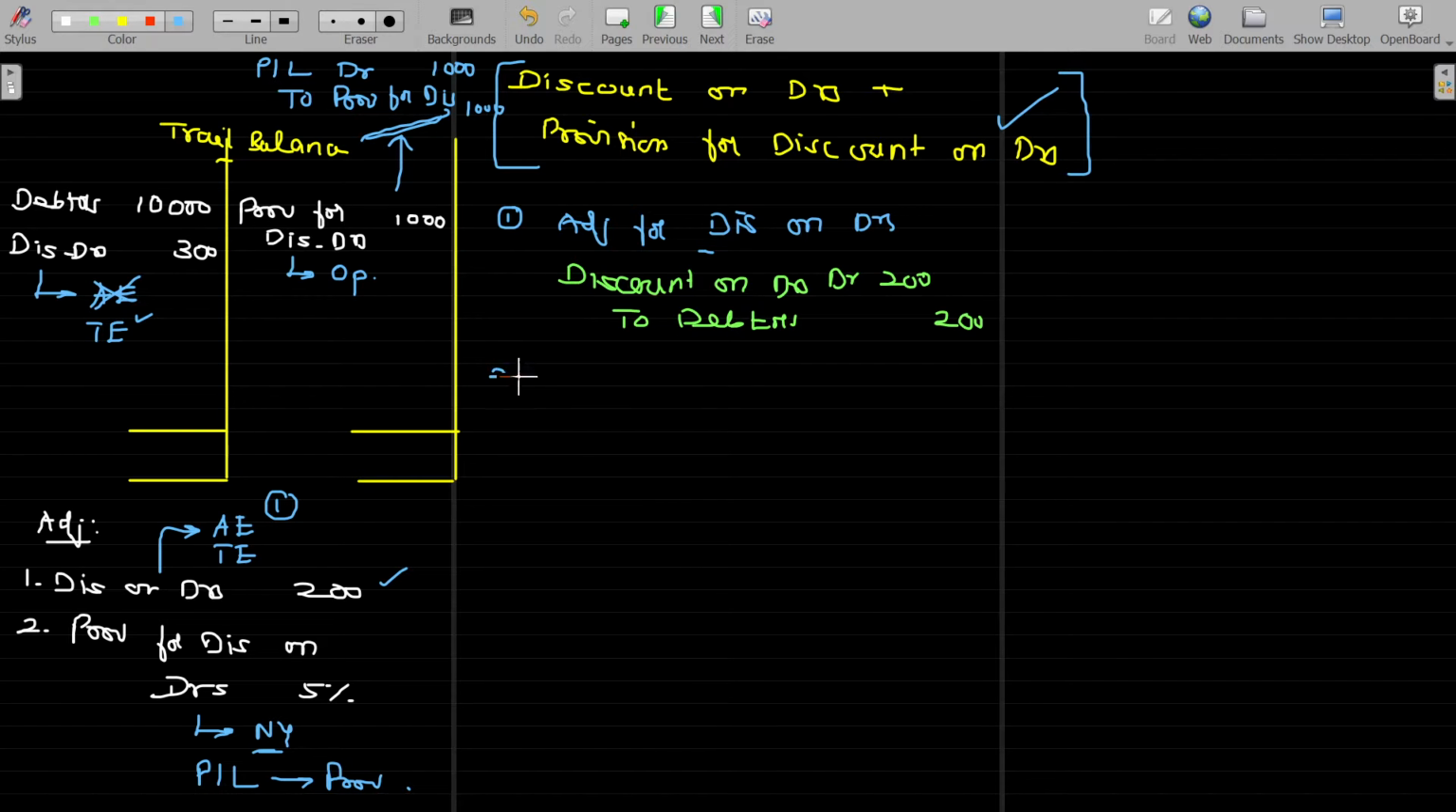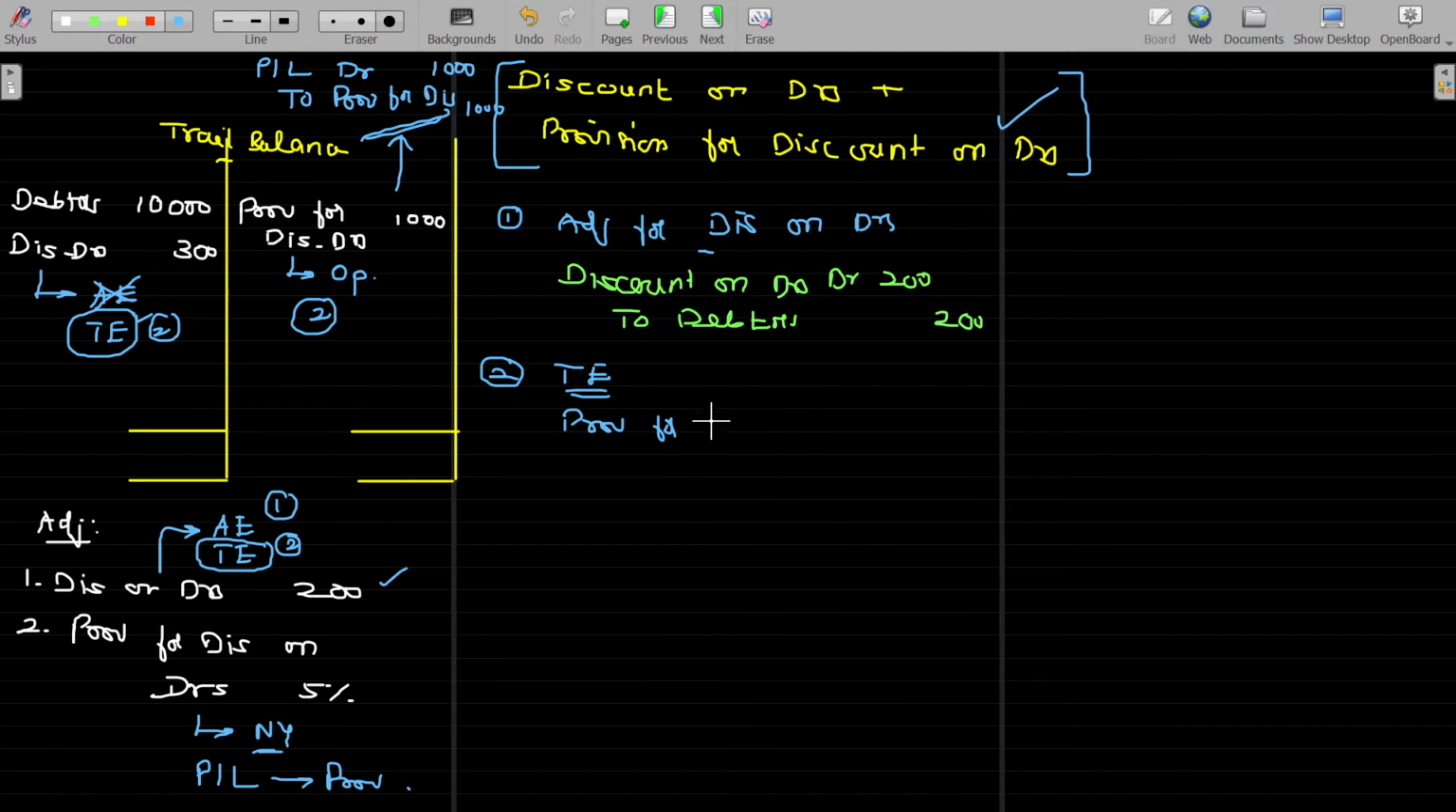The second entry is all about the transfer entry. What is the transfer entry for? The existing discount on debtors in the trial balance, as well as the new discount on debtors we found out only after the preparation of the trial balance, these two will be clubbed and transferred. So the entry being, as we have the provision, first of all, we have to adjust that in the provision for discount on debtors. So you have to club all the three.